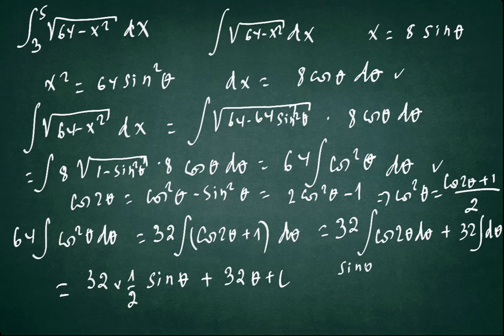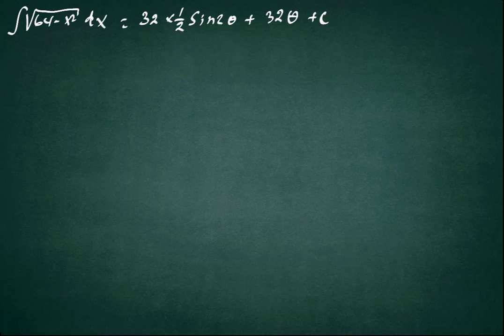Okay, but we know that sine theta is equal to x over 8, and theta is sine minus 1 of x over 8. So if we rewrite our result here, we are going to plug in our values, and we know that sine 2 theta is 2 sine theta cosine theta. Okay, so we are going to replace that.